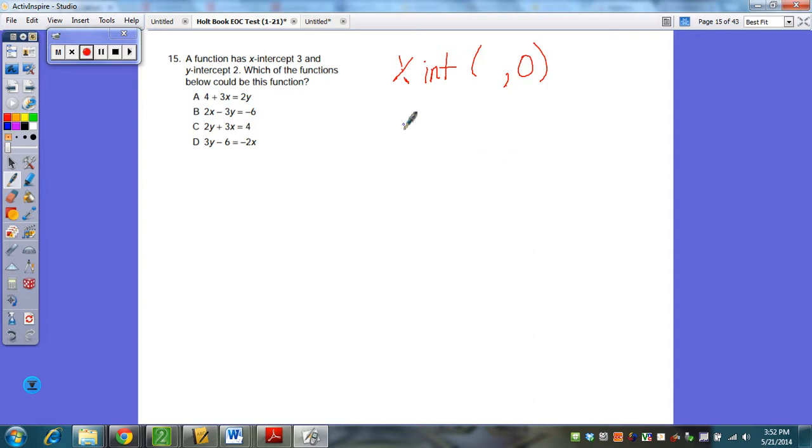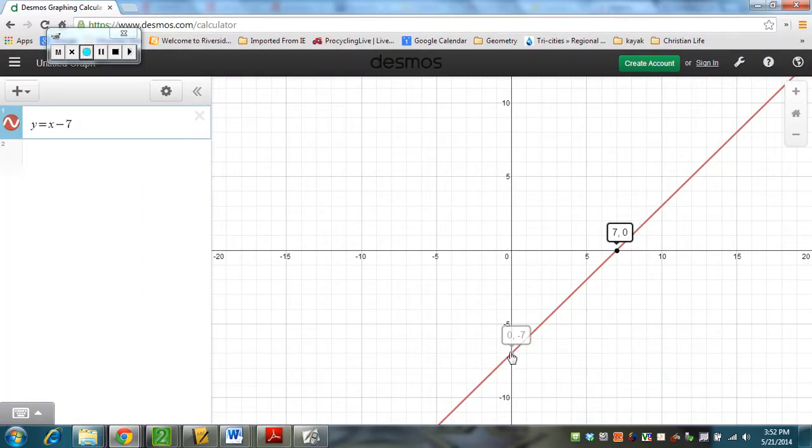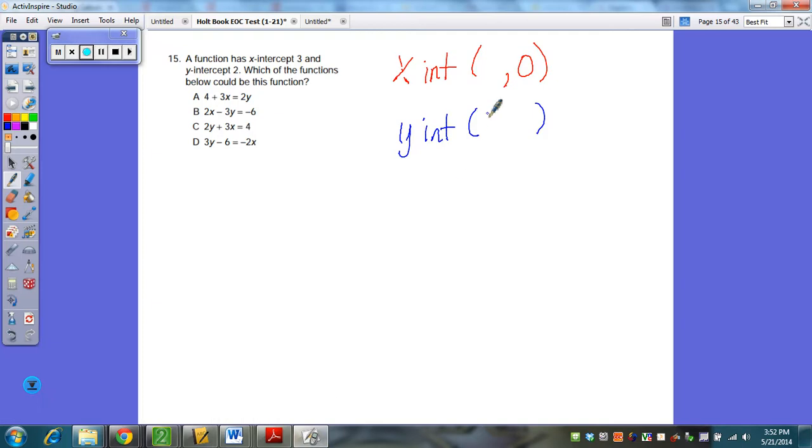Whereas my y-intercept is where the graph crosses the y-axis. So in this case here, it crosses the y-axis at 0, -7. Notice that my x value is 0. So then we look at each one of these equations right here. Now we can genuinely solve for each one of them. Okay? So let's look at the first one here.